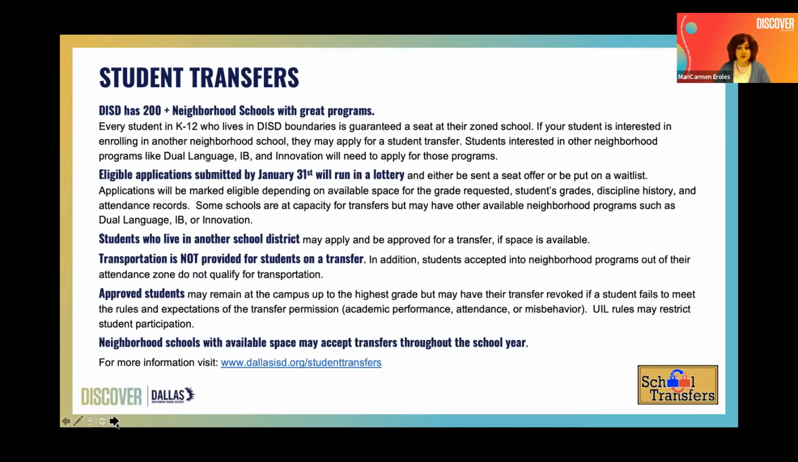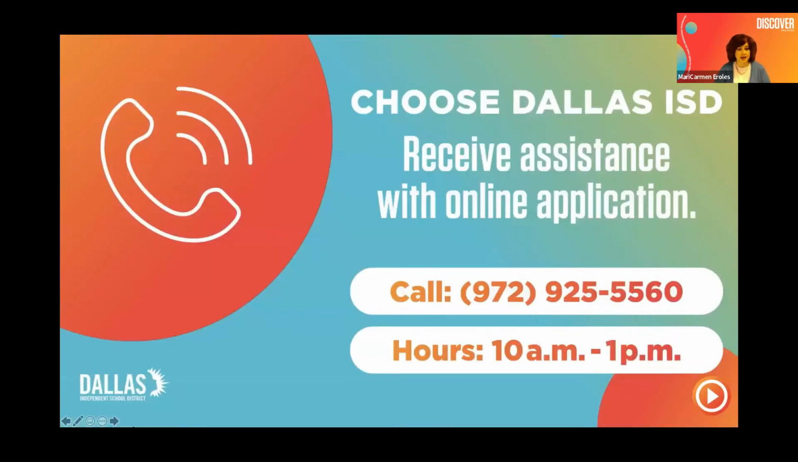I wanted to also let you know about the phone bank that I mentioned earlier. It is 972-925-5560, and it is now open and will be available until 1 p.m. You can call them if you're in the process of doing your application. They'll be there to walk you through, clear out any issues that you might have, or any questions about number of schools, ranking, etc. They're the experts, and they'll be there to answer your questions.